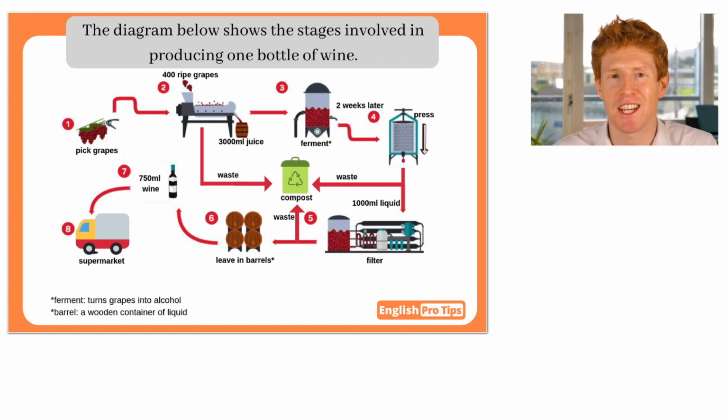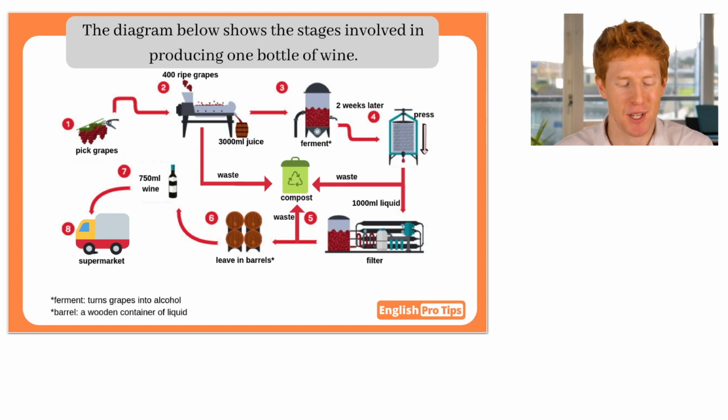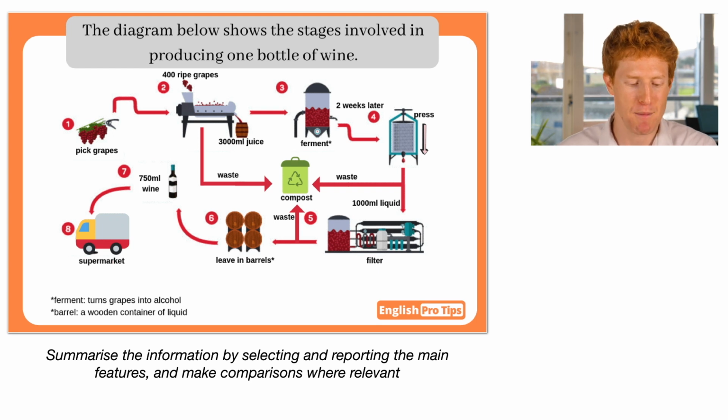It's a process diagram describing how to make a bottle of wine. Now, the rubric says the diagram below shows the stages involved in producing one bottle of wine, and the instructions, which will always be the same, are going to say, summarize the information by selecting and reporting the main features and make comparisons where relevant.